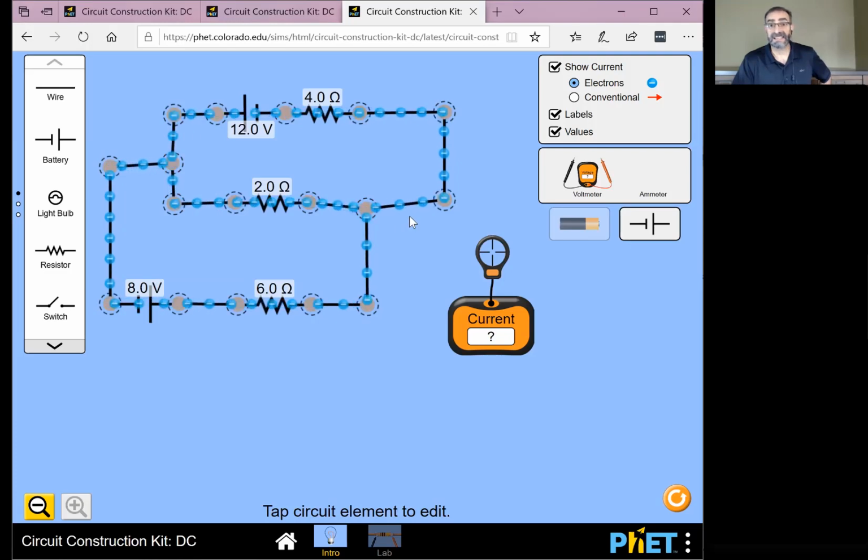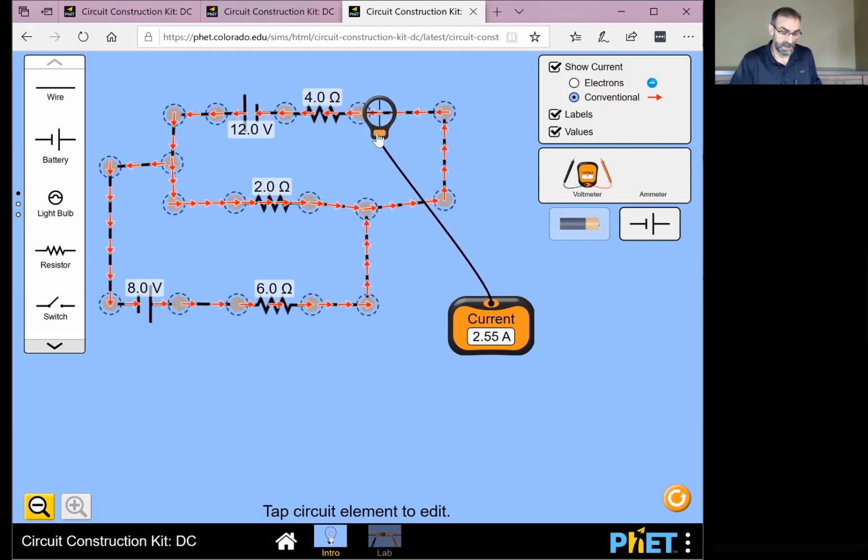Well, actually, that's the electron flow. If you want to make it the current flow, we could do that. There's the current flow. And let's see, I4. What did I say I4 was? 2.549. So let's put our current meter over here, measure the current through I4. We get 2.55 amps. Okay, 2.55 amps, close enough.